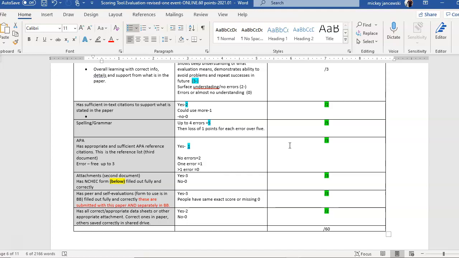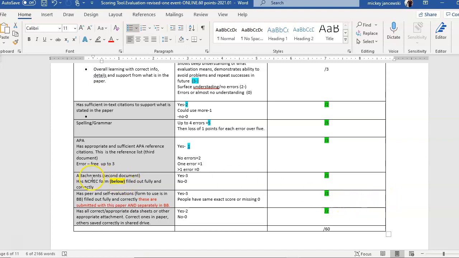Then there's an attachment below here that you have to fill out, and that is one of the word attachments. Is that done correctly? Have you done your peer and self-evaluations? And do you have all the appropriate data sheets? These are all simple directions. So 5, 10, 15, I think this is 18 points. Just this one section for following directions and doing things correctly as a senior should.